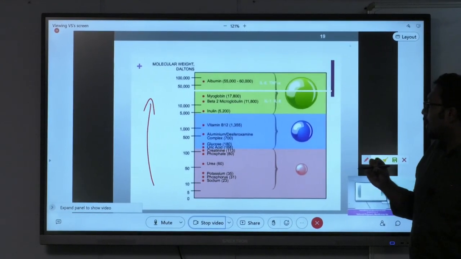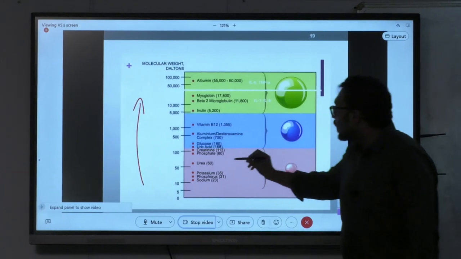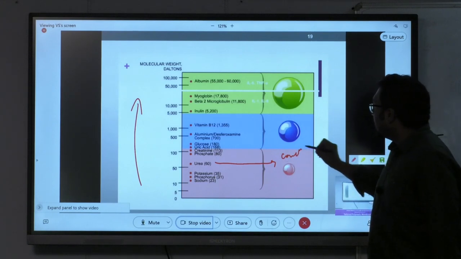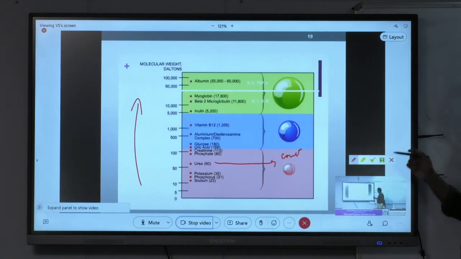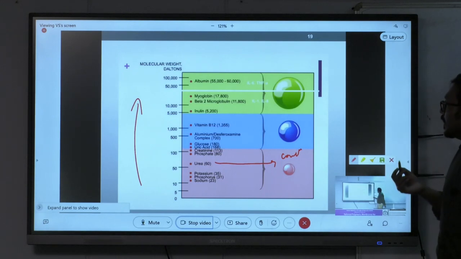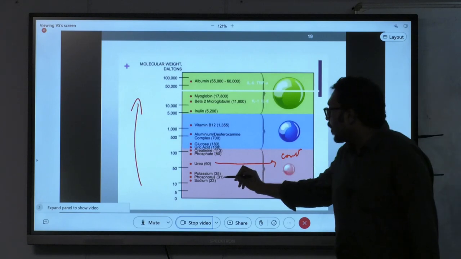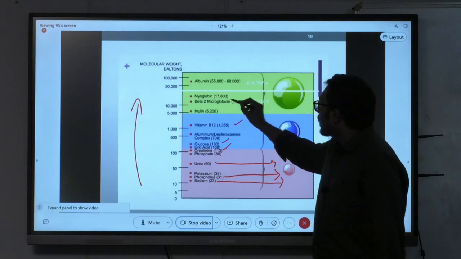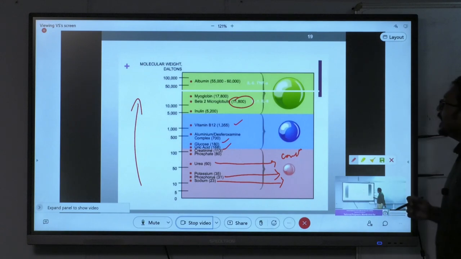So the smallest ones, or the toughest ones to remove, are, I mean, urea is the most common, most abundantly occurring pollutant or toxin that has to be removed. But also you have buildup of smaller molecular weight solutes like sodium, phosphorus, etc. that also have to be removed. And creatinine is 113 Dalton. Then you have slightly higher ones like glucose that has to be removed, vitamin B12, 1355 Dalton, that has to be removed. And you have even larger solutes like beta-2 microglobulin, 11,800 Daltons, that have to be removed.